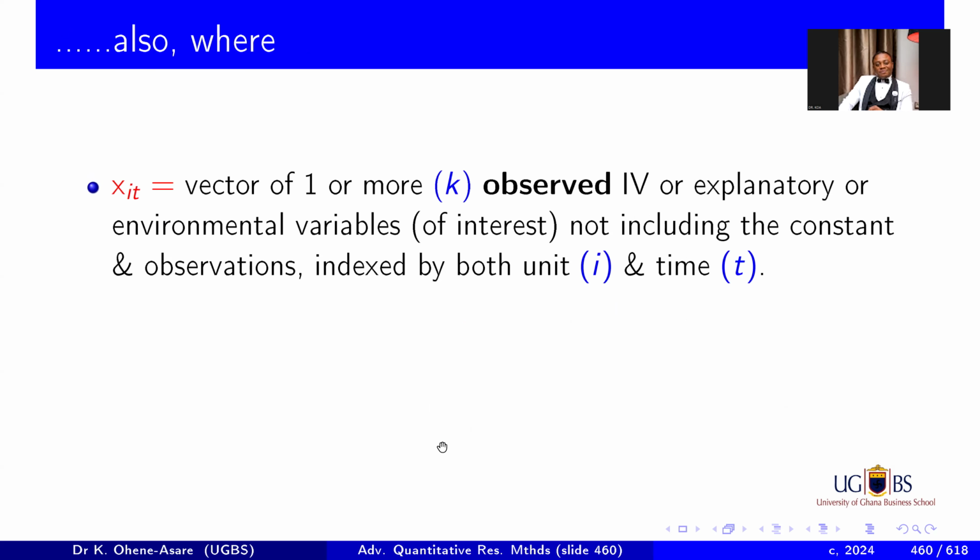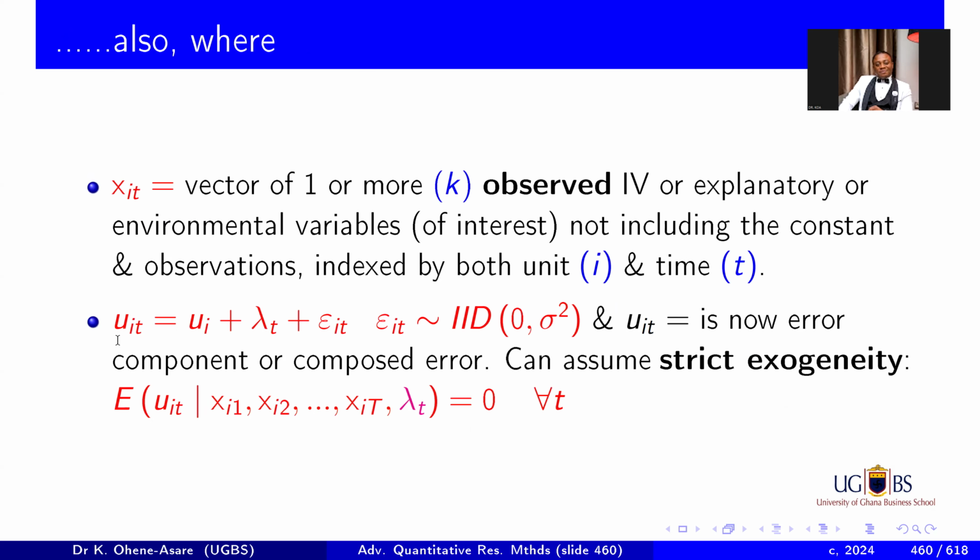Okay. So if you watch carefully, the UIT is made up of 3 elements. The last one, the epsilon, is the stochastic noise. It is independently and identically distributed with a 0 mean and a constant variance. It is a new error component. So watch this. This is a composed error, and this composed error includes the stochastic noise. And it is composed because it's made up of 3 things.